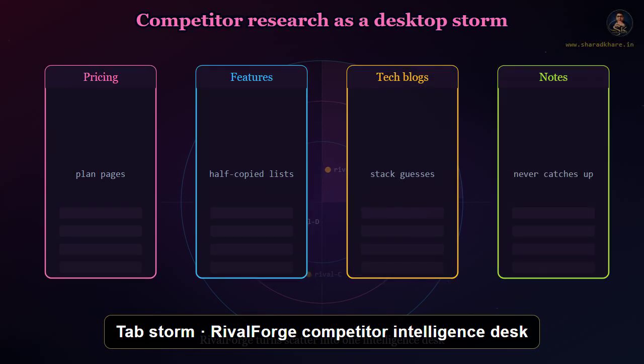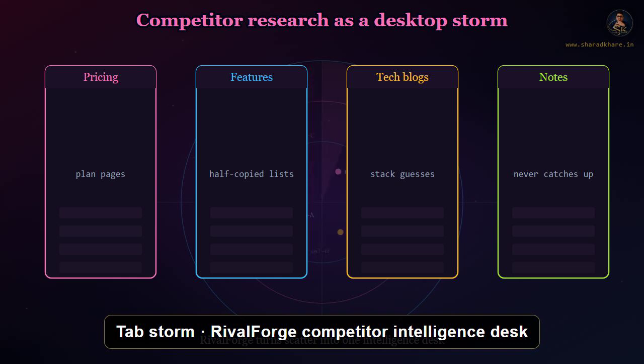Picture this, you are researching rivals for your product and your desktop looks like a storm. One tab for pricing pages, another for feature lists, a third for tech blogs, and a notes file that never catches up. Today I will walk you through RivalForge AI, my multi-agent competitor intelligence desk built with Agno and Streamlit. It discovers rival URLs, extracts structured website data with Firecrawl, builds a comparison table, then writes a strategic opportunity report.